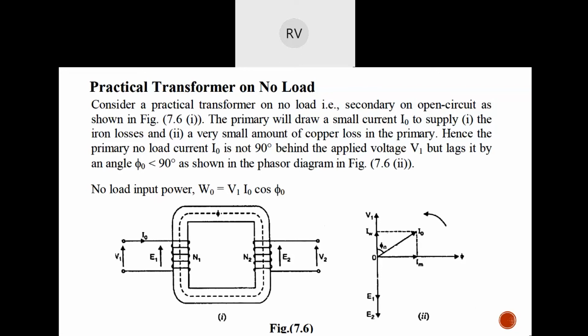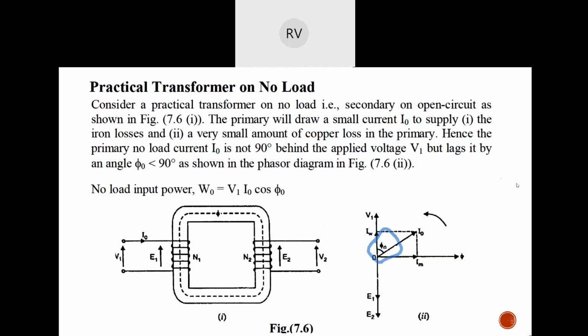Here, in this diagram you can see I naught is lagging by some angle phi naught. Okay, no load input power W naught is equal to V1 into I naught cos phi naught.